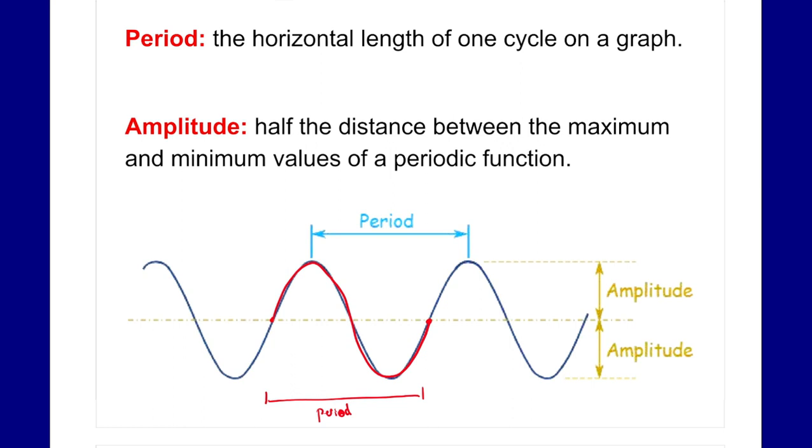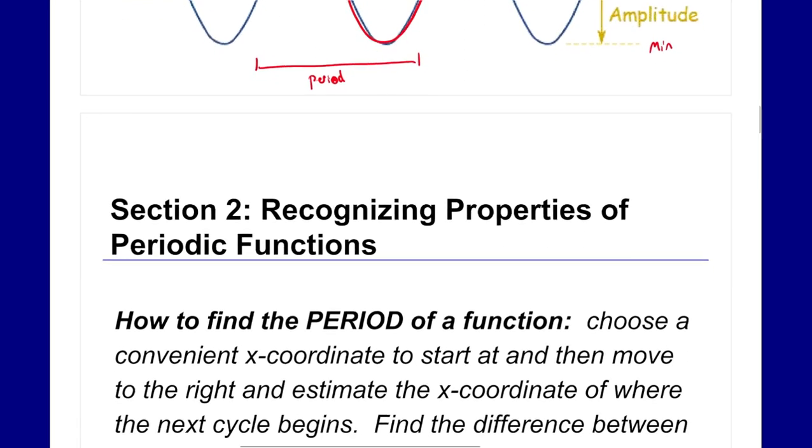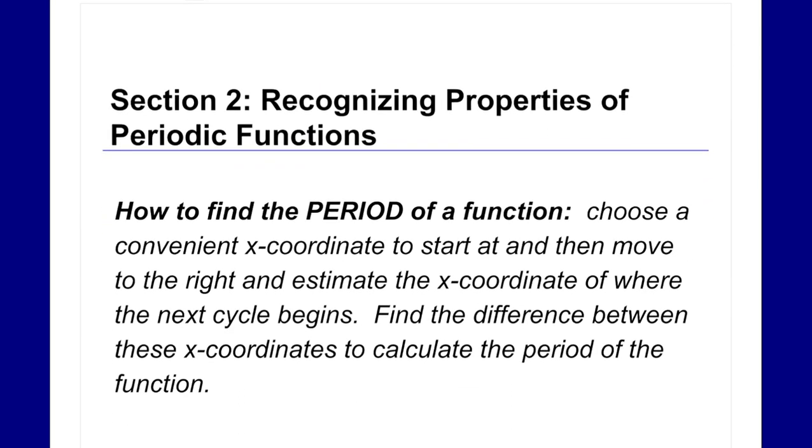Amplitude again is from the maximum, so we have our maximum, and we have our minimum, so the amplitude is half the distance between the max and the minimum. There is what we call a midline, which is a line that cuts our function in half. And so the amplitude is essentially the distance from the midline to the maximum or the minimum. So what we're going to do first is try to recognize some of those properties, like the period, the cycle, and the amplitude, of our periodic functions in general.